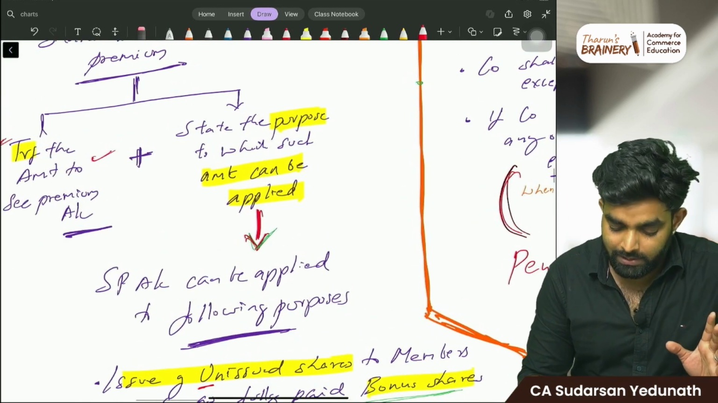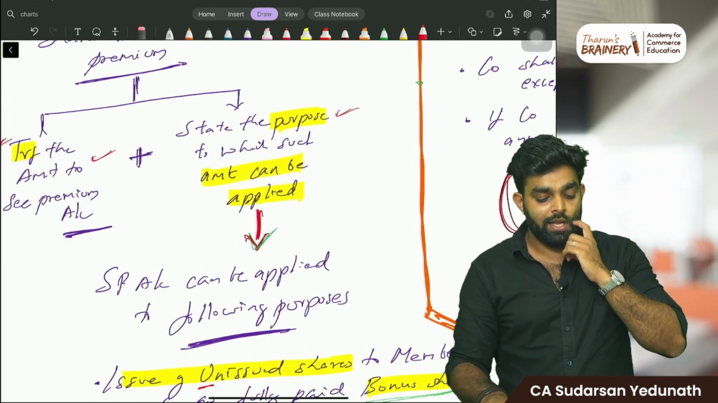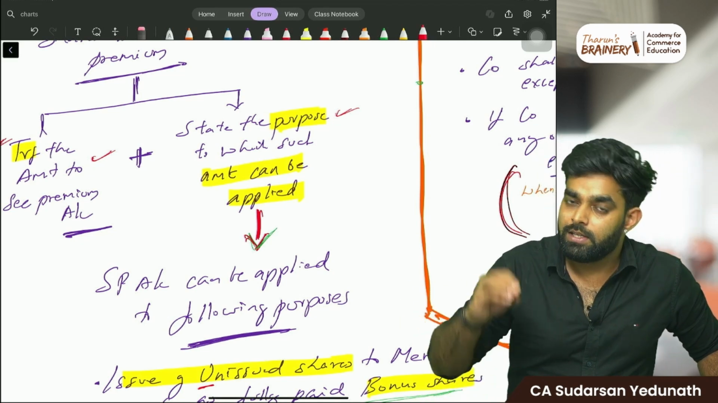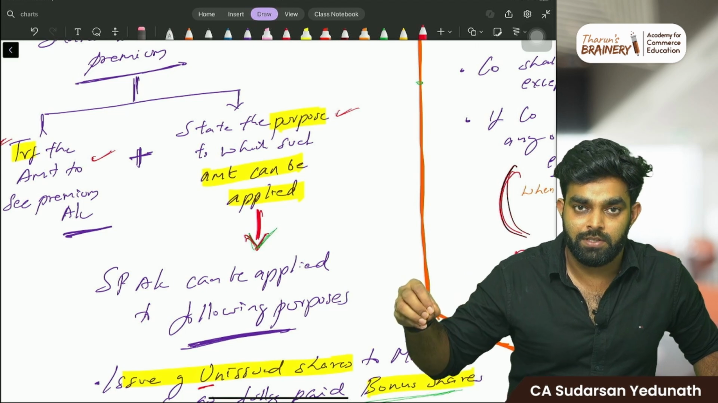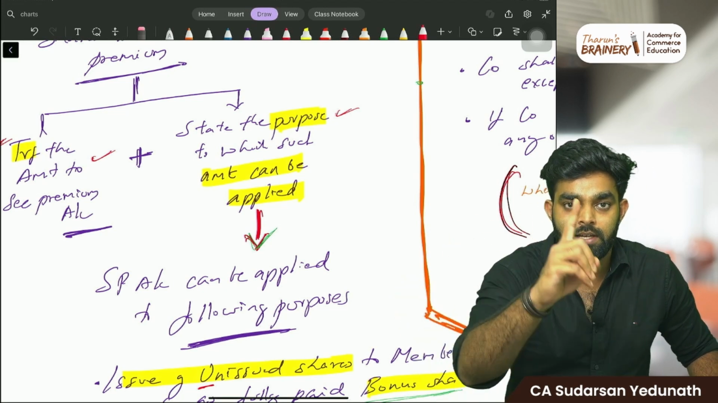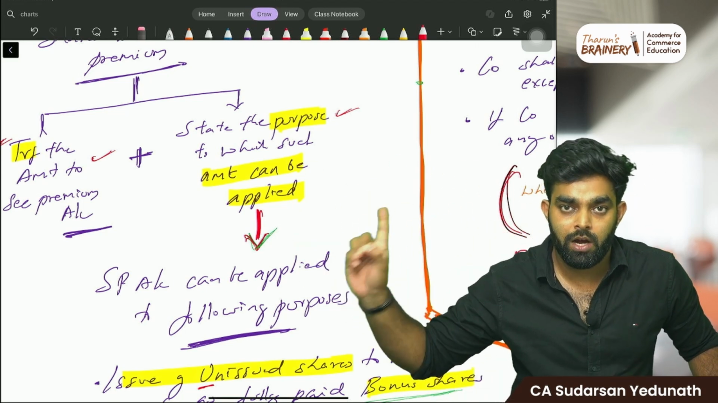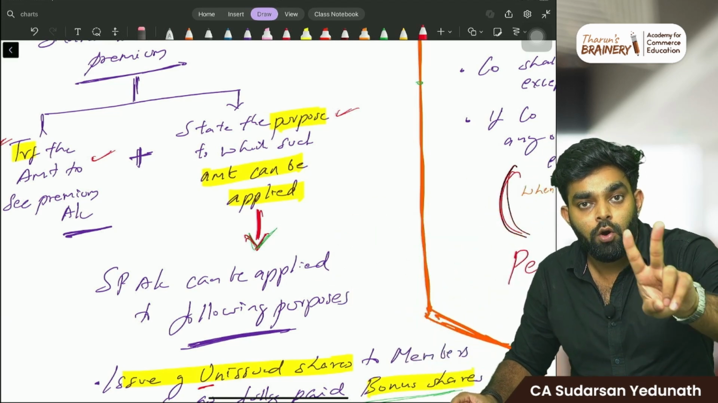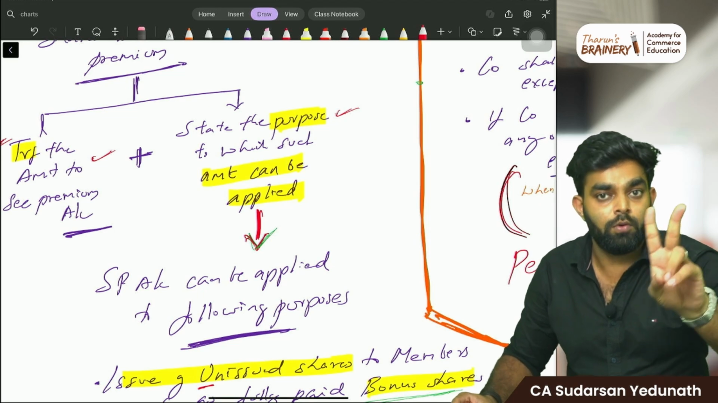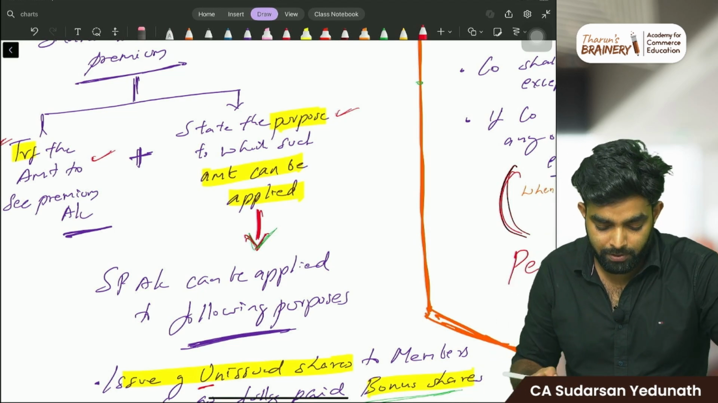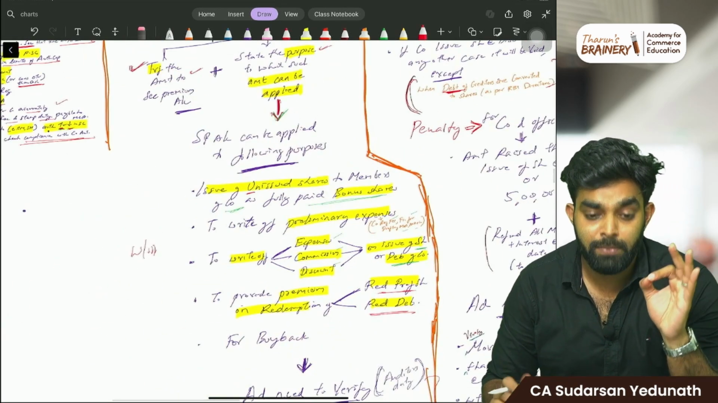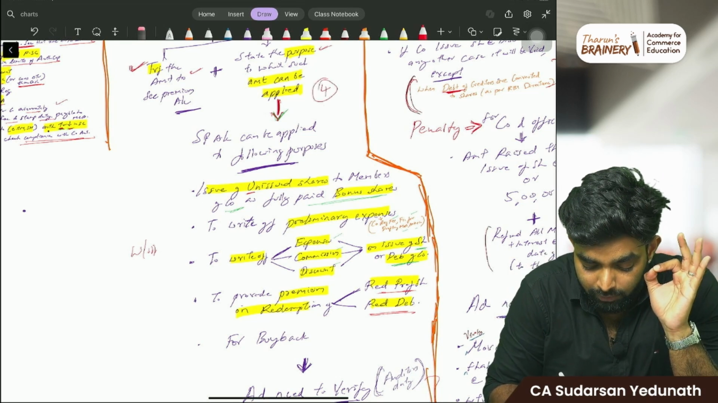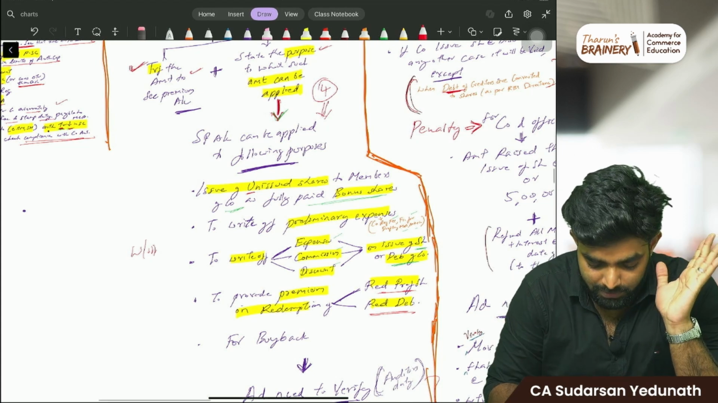Next, state the purpose to which that amount can be applied. This securities premium of 4 rupees cannot be used for all purposes. It can only be used for some limited purposes. As an auditor, we will first check whether the amount has been transferred to the securities premium account. After that, we will check whether the company has used that money only for the allowed purposes. What are those purposes? Simple. Securities premium money can be utilized by the company only for these purposes.